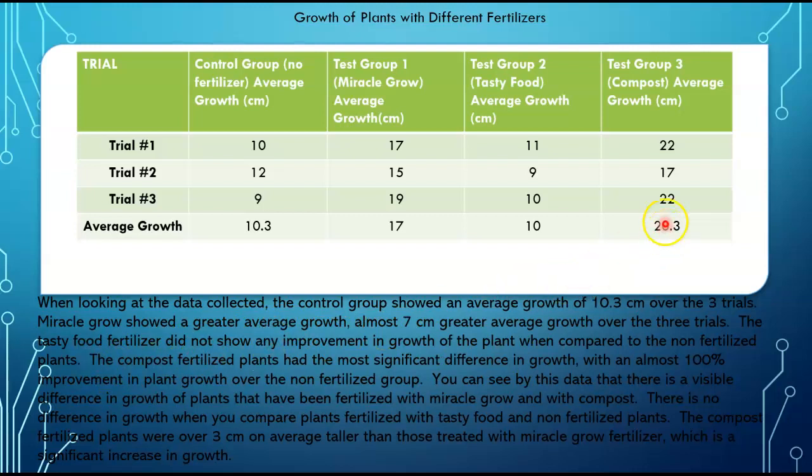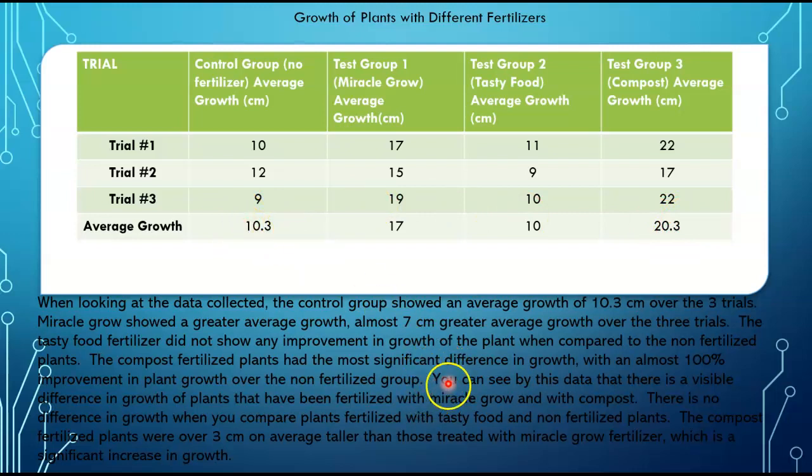The next one is the compost fertilized. So I'm going to describe it. I'm going to read it. It says, the compost fertilizer plants had the most significant difference in growth, with an almost 100% improvement in plant growth over the non-fertilized group. So here's 20.3 and 10.3. That's almost 100% difference. So it almost doubled in growth using the compost over not using any fertilizer.